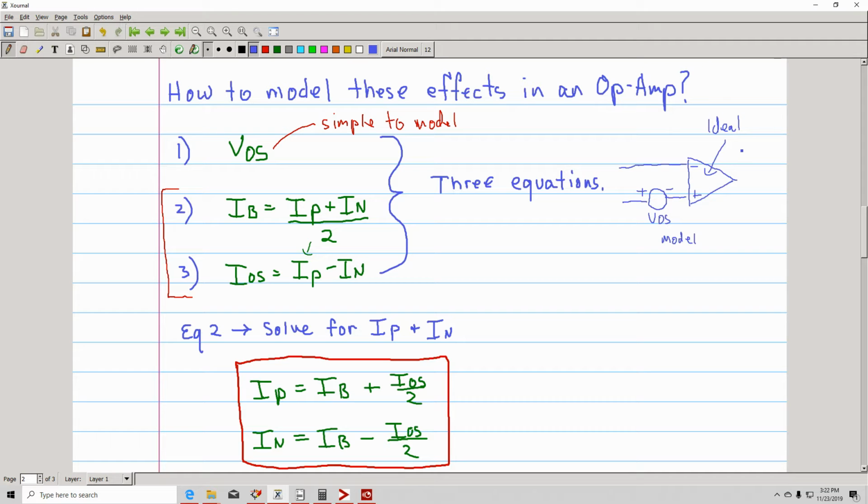An ideal model will have IB be 0, IOS will be 0, and VOS will be 0. So you use an ideal model and you add a parameter, in this case VOS. Okay, so now we've done this. We already showed what the model would be. You add just a little voltage source in series with the positive terminal on the left side. Yeah, left side. Okay.